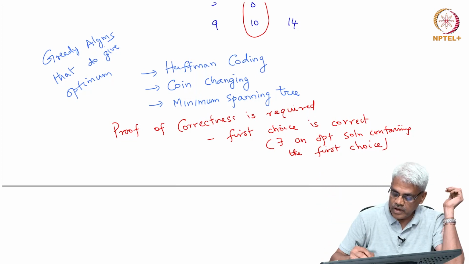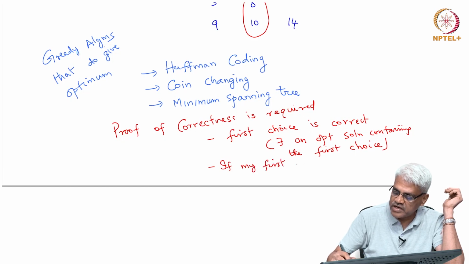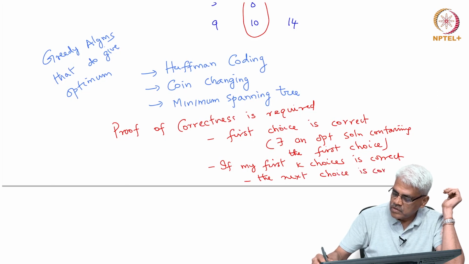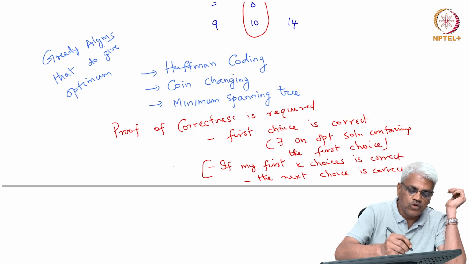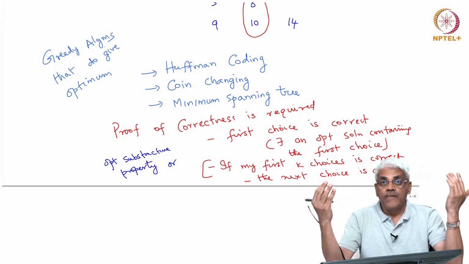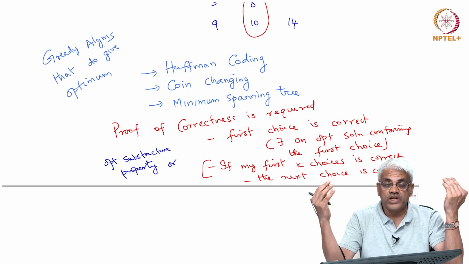And if my first k choices is correct, then the next choice is correct too. Or you have to show the optimum substructure property. You may not have time, or students may not have the ability to actually go through the entire proof.